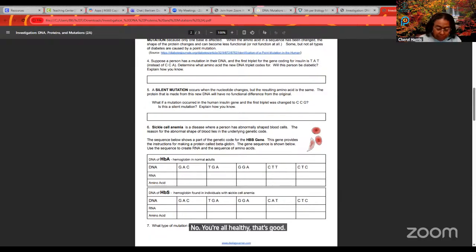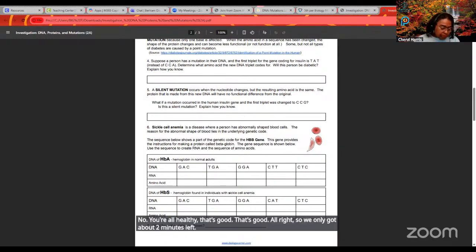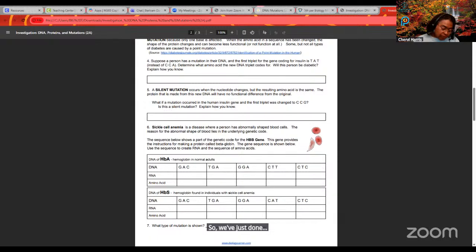That's good. All right, so we only got about 2 minutes left. So we've just done number 4 and 5. So make sure you complete those. So next class, we're going to look at sickle cell. Okay. All righty. I'm going to stop right there. And so have this handy on Wednesday, and we'll keep on going.